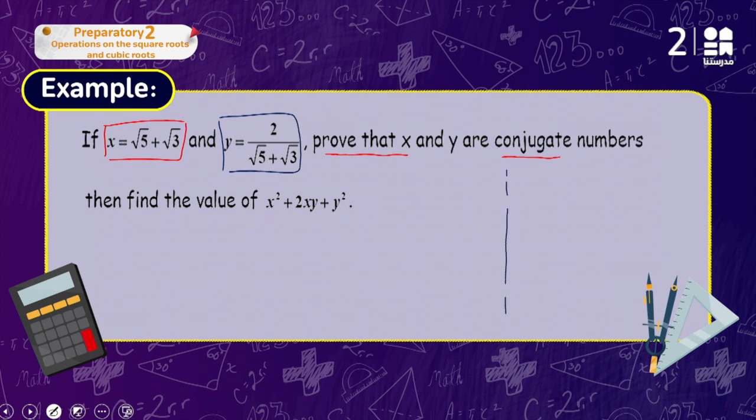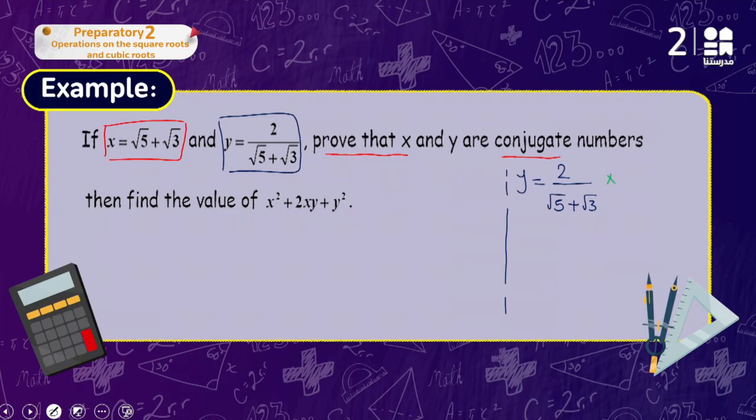So let's work with y. y equals 2 over square root of 5 plus square root of 3. We multiply this number by the conjugate of the denominator, up and down. So multiply by square root of 5 minus square root of 3 over square root of 5 minus square root of 3, the conjugate. If we simplify, y will be square root of 5 minus square root of 3. What should we notice here, guys? y is square root of 5 minus square root of 3 and x is square root of 5 plus square root of 3. So x and y are two conjugates, and that was the first requirement.